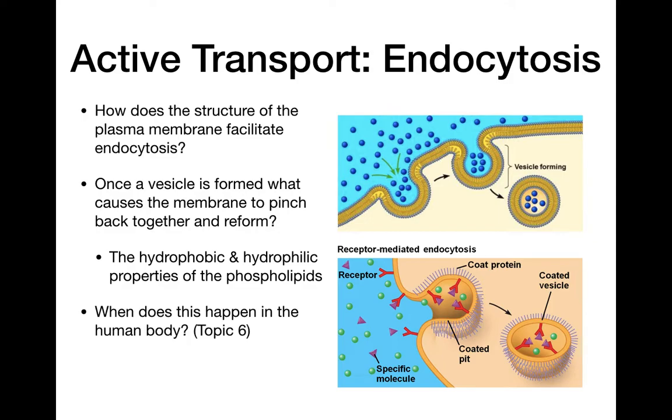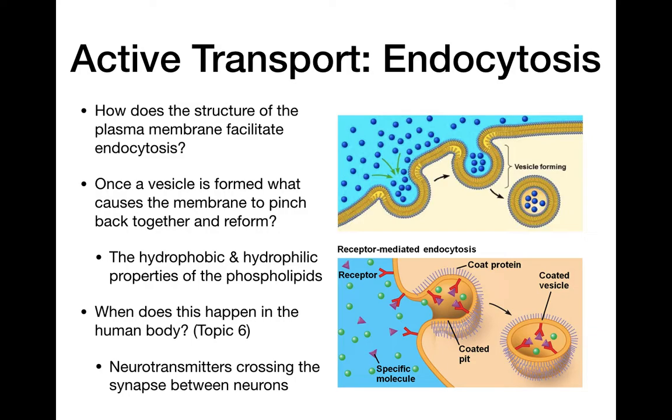In the human body, this happens in digestion, which we'll talk about more in topic 6, when we're trying to take in certain molecules. It also happens in neurons, in taking in neurotransmitters. So neurotransmitters crossing the synapse between neurons happens through endocytosis.